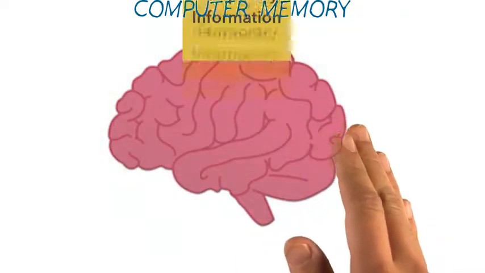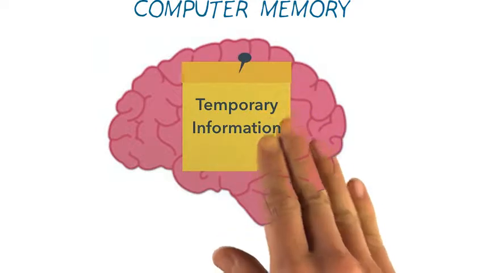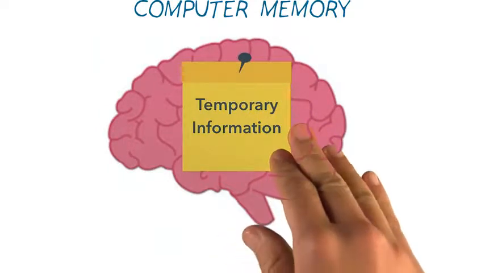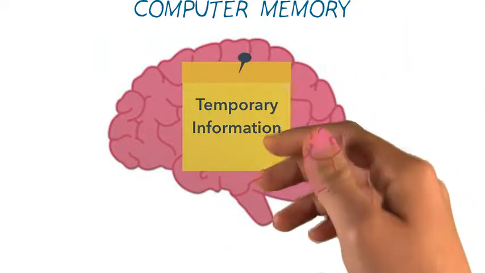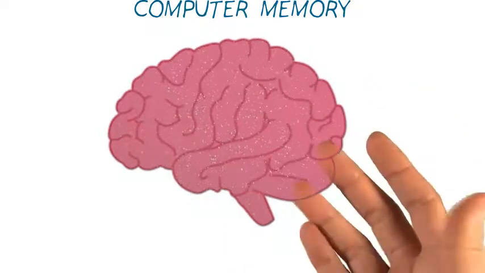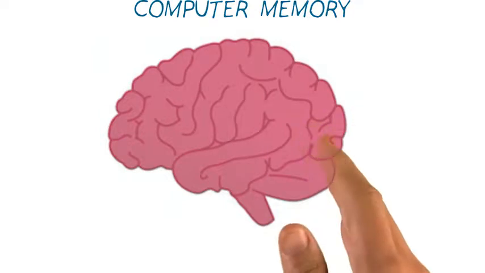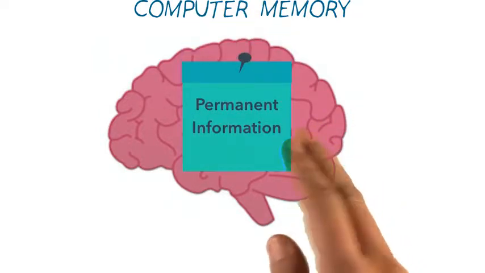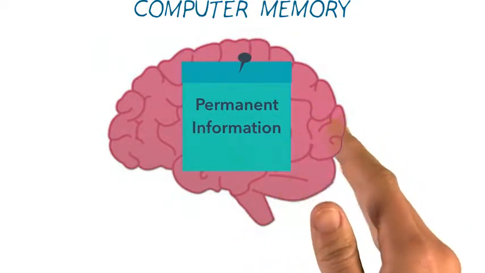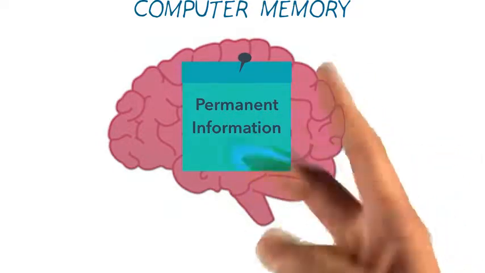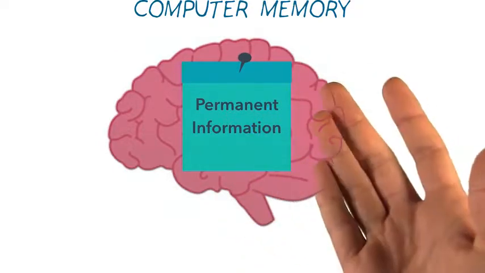So temporary storage is similar to short-term memory, and that means information that's important for the task at hand, but then quickly forgotten when it's no longer needed. Whereas permanent storage is similar to long-term memory. So that means information that sticks around in your brain for years and years, such as the name of your father or mother, or even the lyrics of your favorite song.